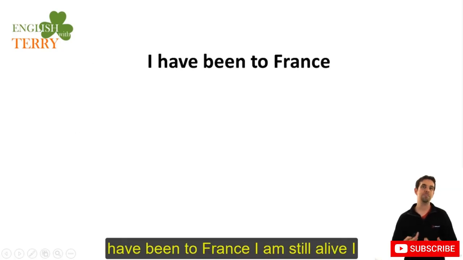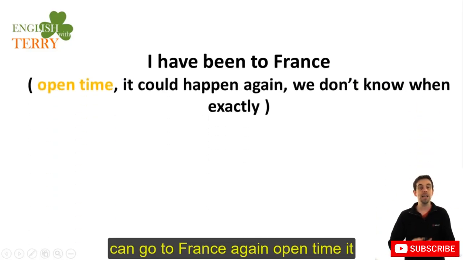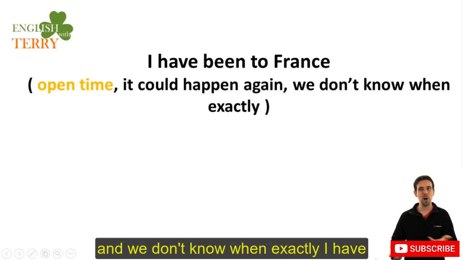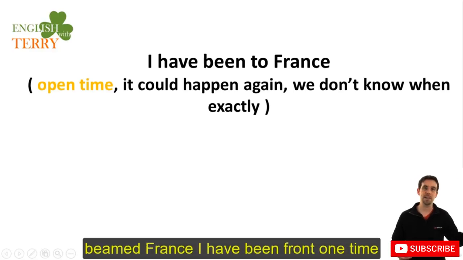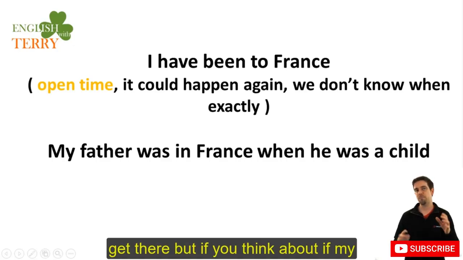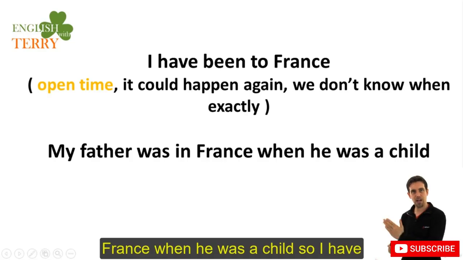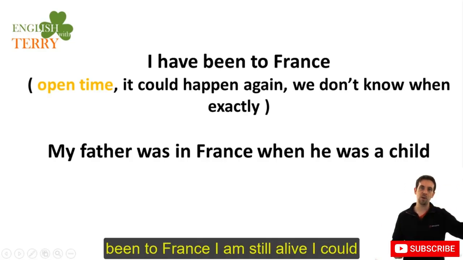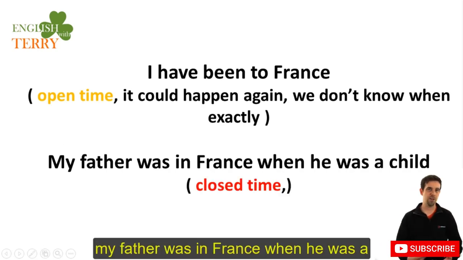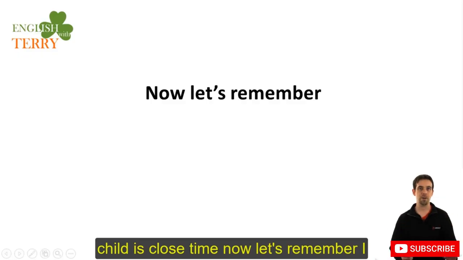Or for example, I have been to France. Now, I am still alive, I can go to France again. Open time, it could happen again. We don't know when exactly. I have been to France one time. But if my father is dead, I say my father was in France when he was a child. So I have been to France, I'm still alive, I could go again. My father was in France when he was a child. It's closed time. Now let's remember.